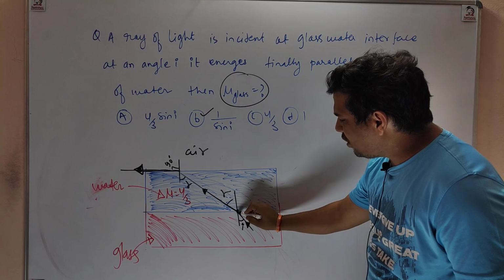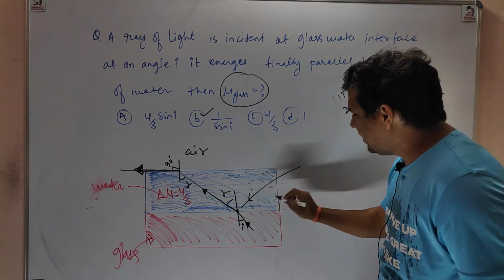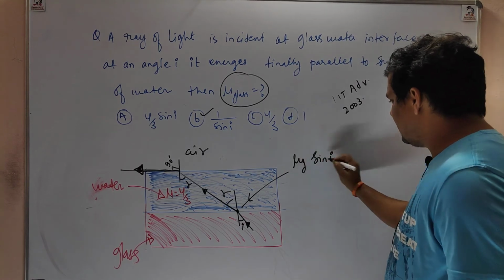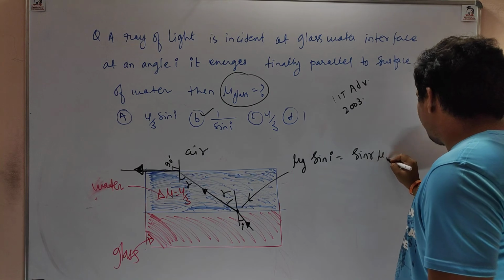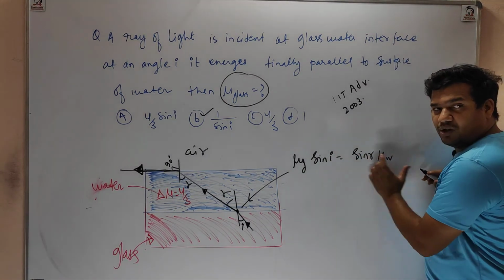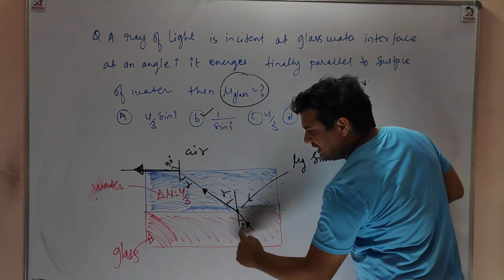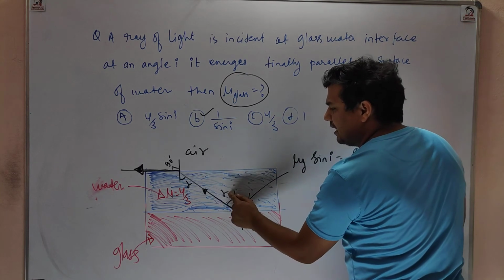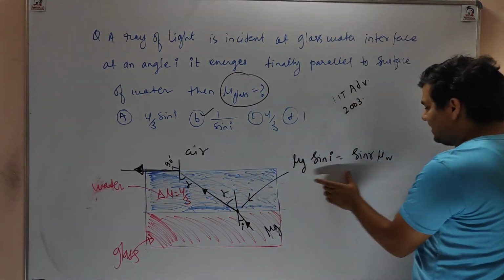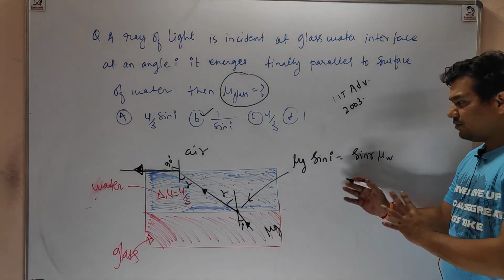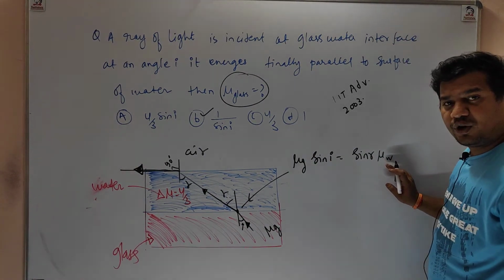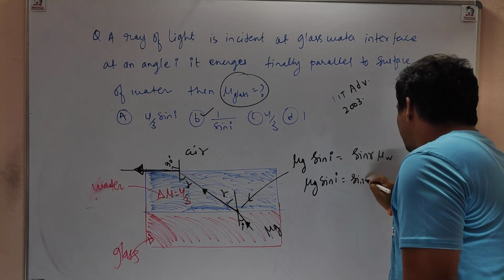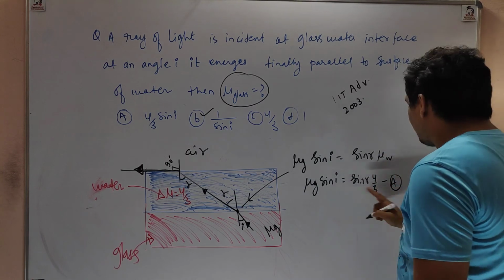Let's apply Snell's law here. First of all, if we apply Snell's law, we will get sin I into refractive index of glass is equal to sin R into refractive index of water. You can always apply this formula: the refractive index of this medium mu g into the sine of this angle, equal to the sine of the other angle into the refractive index of that medium. Now the refractive index of water is 4/3. So mu g sin I is equal to sin R into 4/3. Suppose this is equation A.